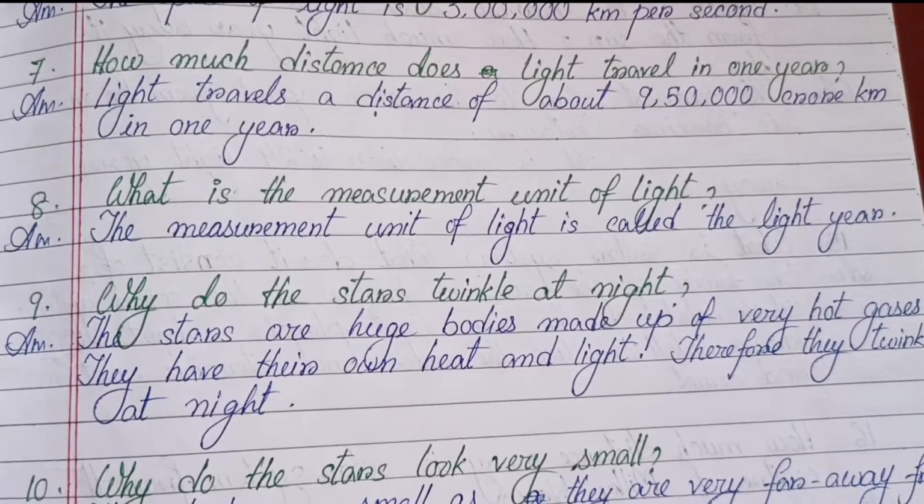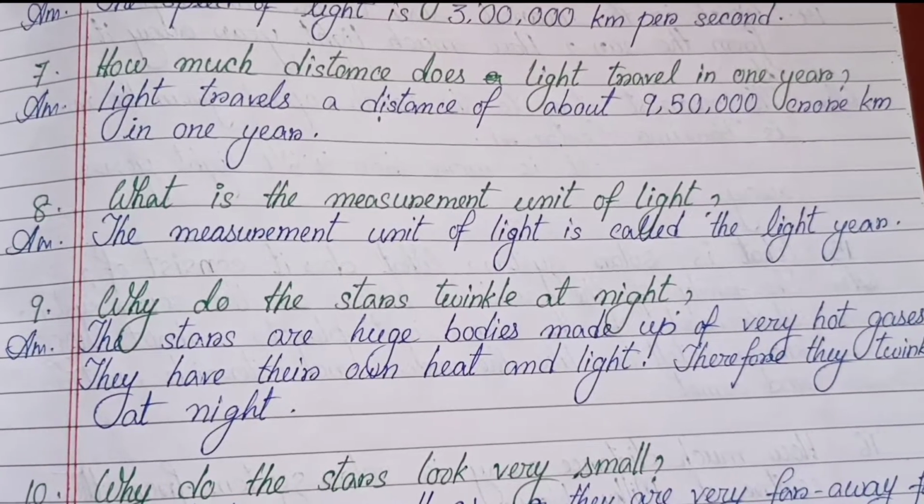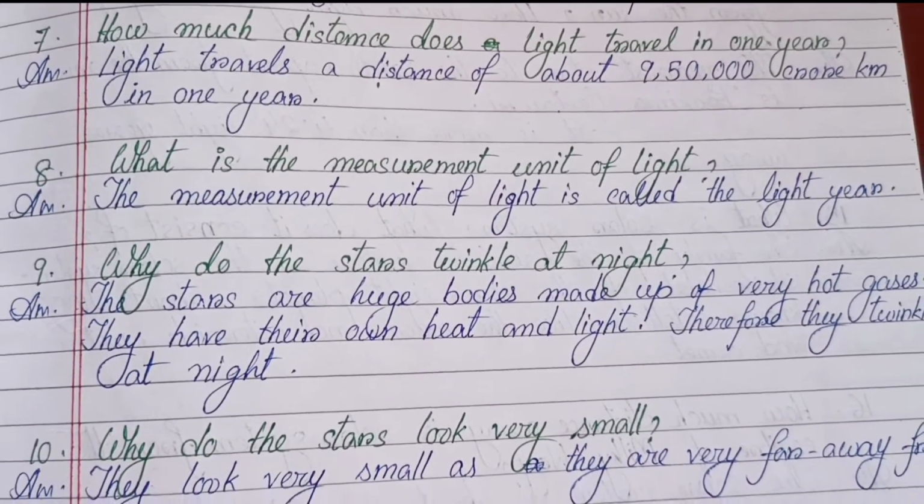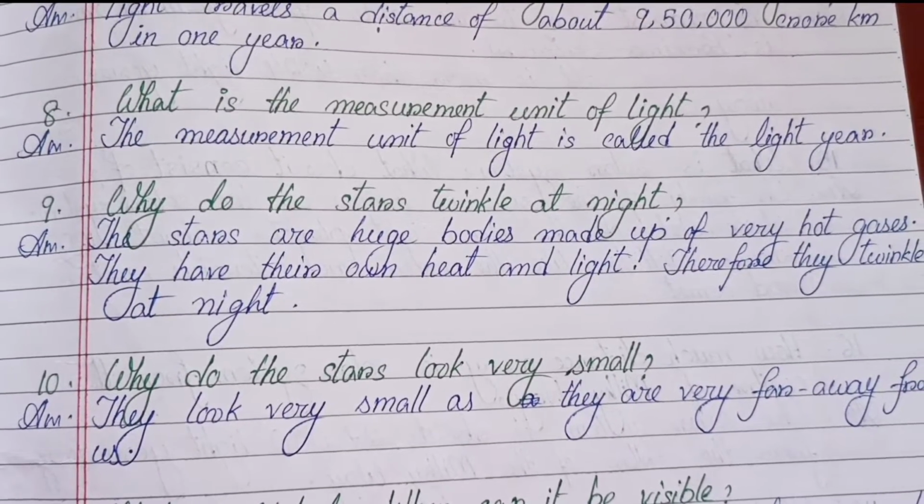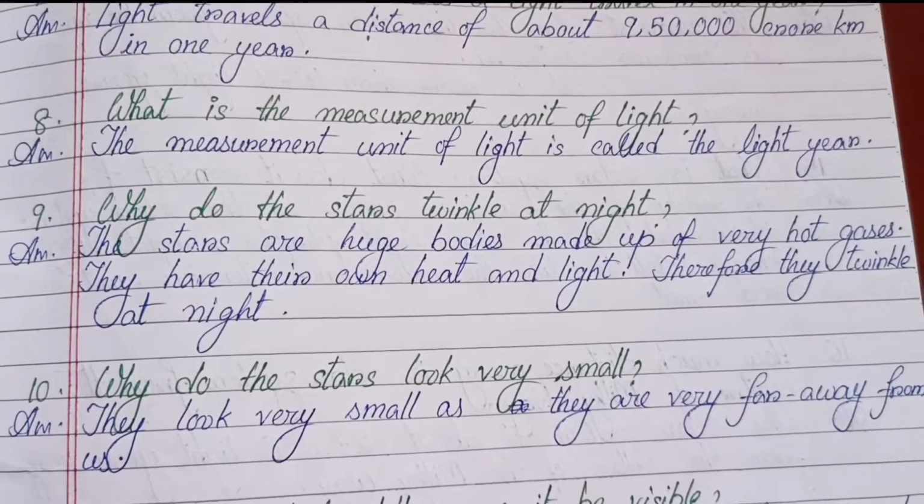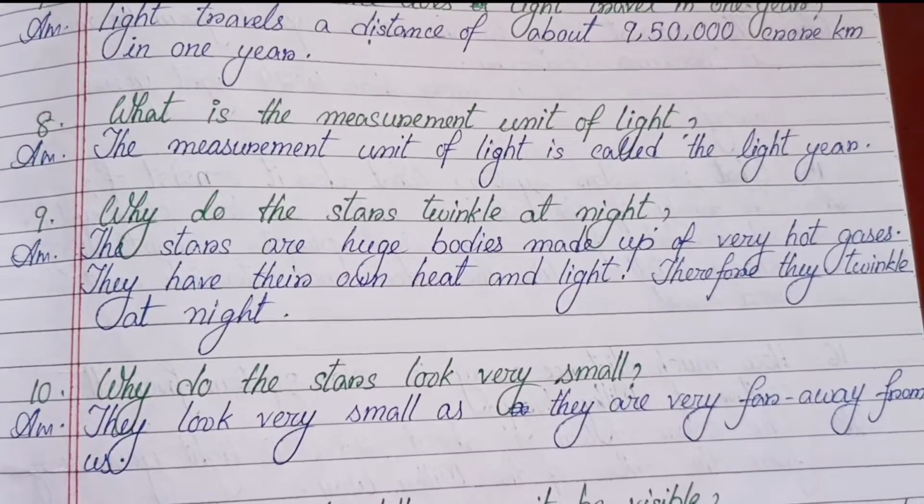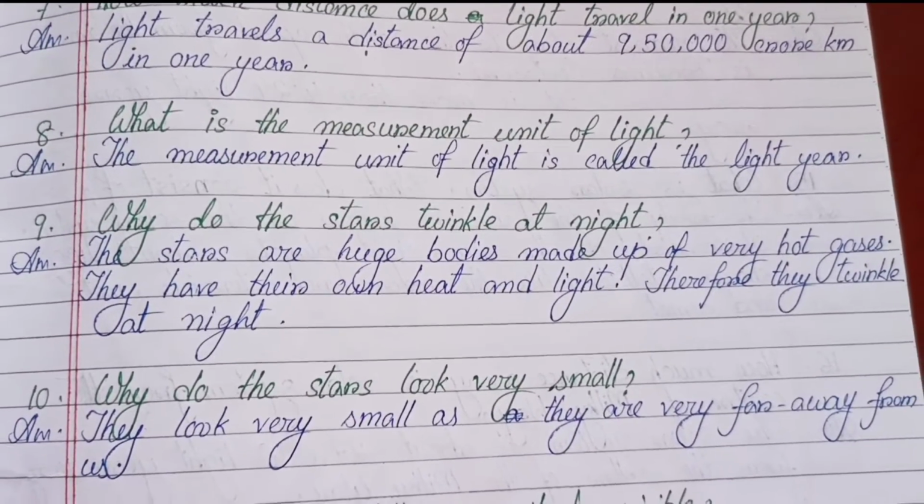Number 8. What is the measurement unit of light? The measurement unit of light is called the light year. Number 9. Why do the stars twinkle at night? The stars are huge bodies made up of very hot gases. They have their own heat and light. Therefore, they twinkle at night.